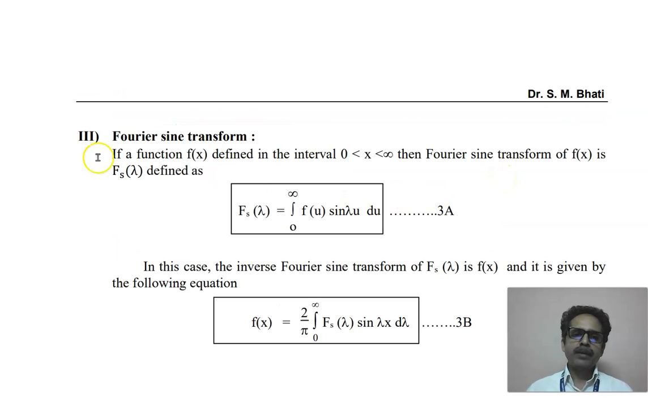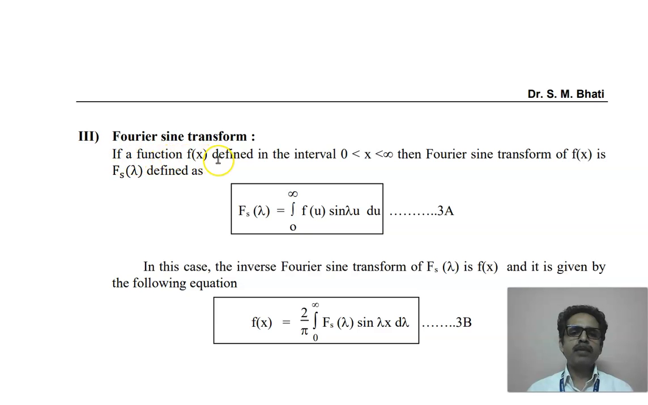Now we can define the third important definition, the Fourier sine transform. It is just like the Fourier cosine transform. By replacing cos by sine, you can get equations 3a and 3b. Let's see in detail.